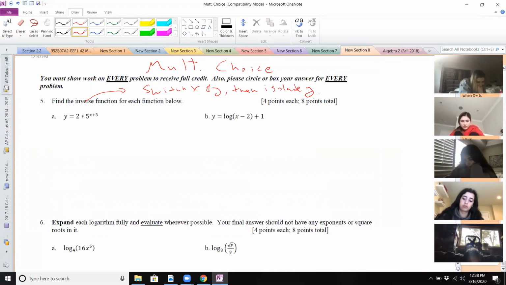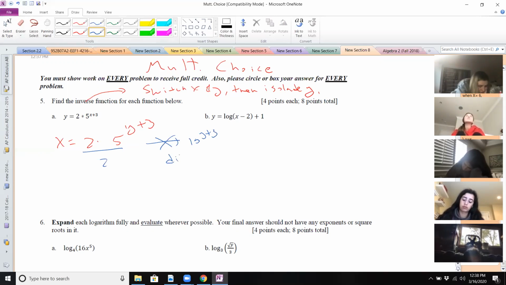So I'm going to do part A and let you guys try part B. So switch x and y. That's super easy. Then you're going to want to divide by 2. Do not multiply that 2 to the 5. Do not do that, please. That's really bad. That's disobeying PEMDAS. That's bad. Don't do that. So divide by 2.